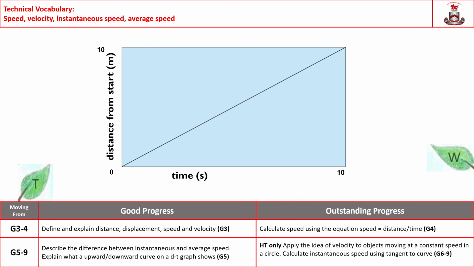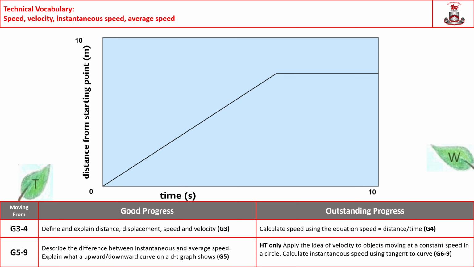So, how do we describe this journey? Well, we should know it's a constant speed. It took that person 10 seconds to travel 10 meters. We could work out that that is a speed of 1 meter per second. Let's have a look at this next one. Well, we know this is a constant speed up until this point. So this person is traveling at a speed. Then they stop. From this point on, they have stopped. Let's have a look at the next one.